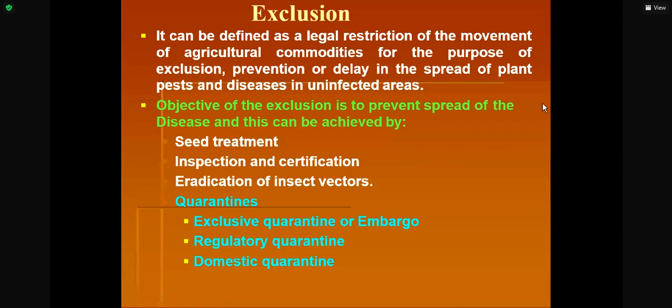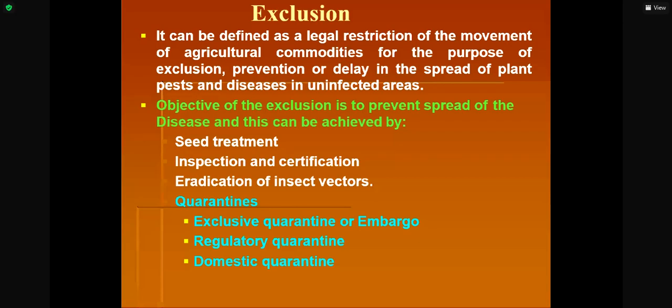So exclusive quarantine means total restriction of pathogen import, of seed from the diseased area to the healthy area. Regulatory quarantine means we will allow the import, but we will test the health of the seed. We will issue a certificate and will prescribe that the diseased seed, although the percentage is minimum, maybe 5%. And domestic quarantine means we will not allow the movement of diseased seed from the diseased area of the country to the healthy area of the same country.